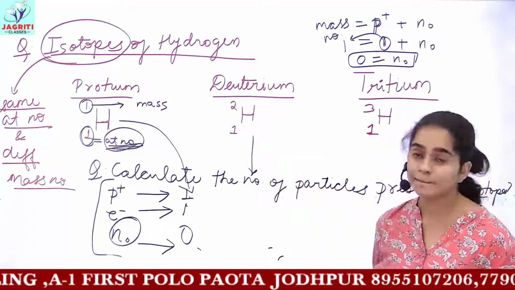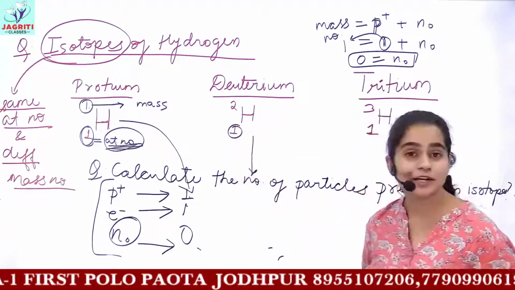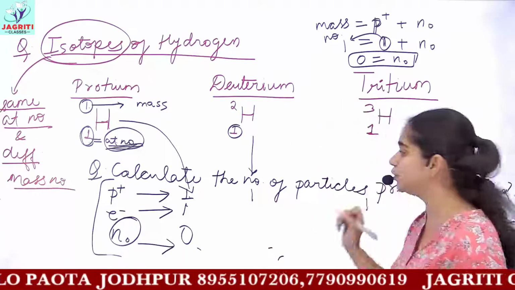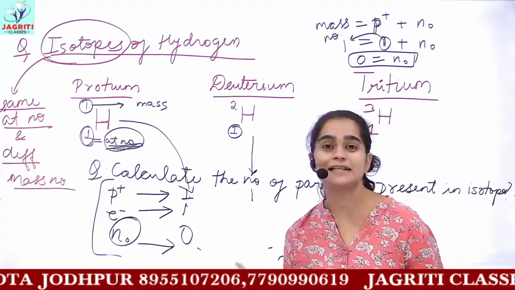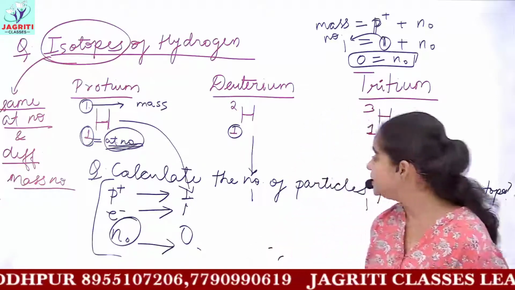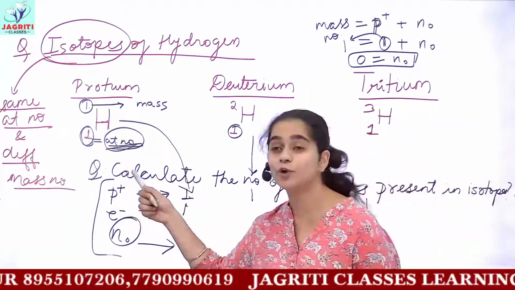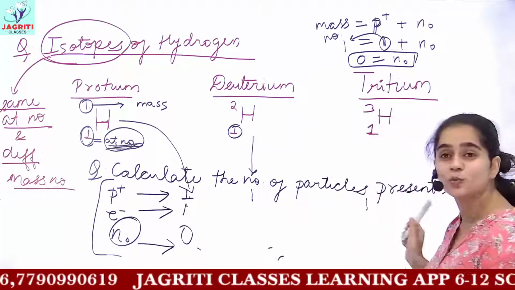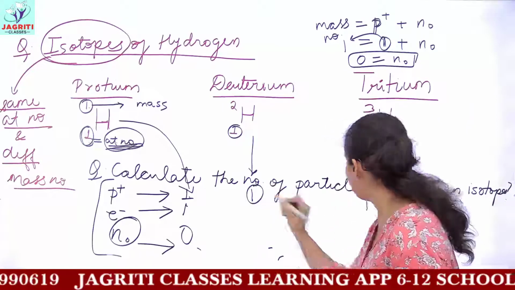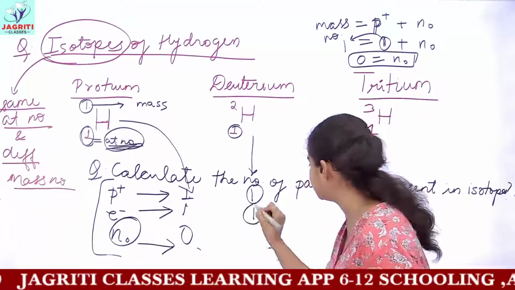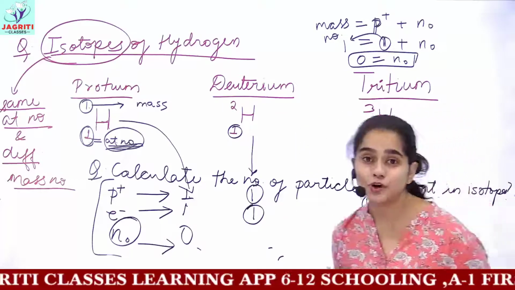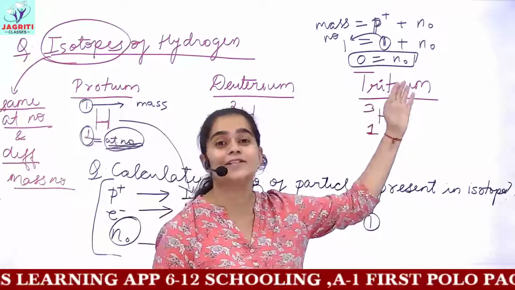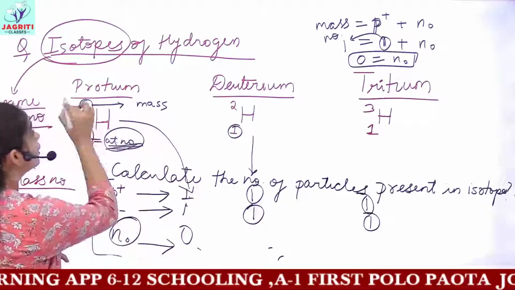In deuterium, you can see that the atomic number is 1. So in deuterium and tritium, the number of protons would be 1 because atomic number signifies the number of protons. Next, the number of protons is equal to the number of electrons. So because the number of protons is 1 in each case, the number of electrons would also be 1. Talking about neutrons, how can you calculate neutrons? You can calculate it in the same way as we calculated it for protium.